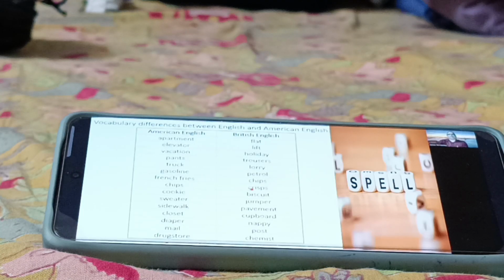Chips. What Americans call chips, the British would say crisps. Cookie, they would say biscuit. Sweater, the British would say jumper. Sidewalk, pavement. We still use British English in most places. You will identify with the British terminology, with the British words. The Americans would say closet, the British would say cupboard, which we use. Diaper and nappy. Mail and post. Drugstore, the Americans would say drugstore, we say chemist, and we still use chemist.